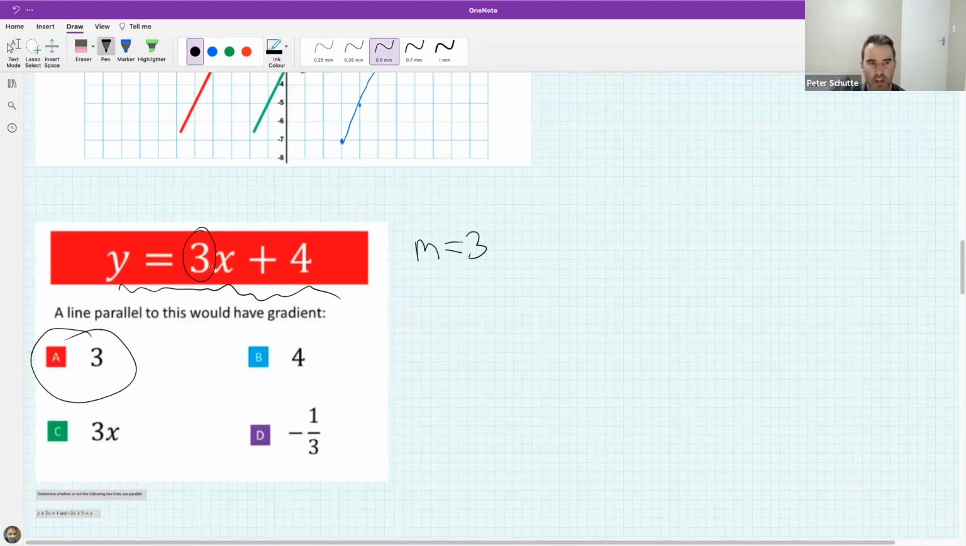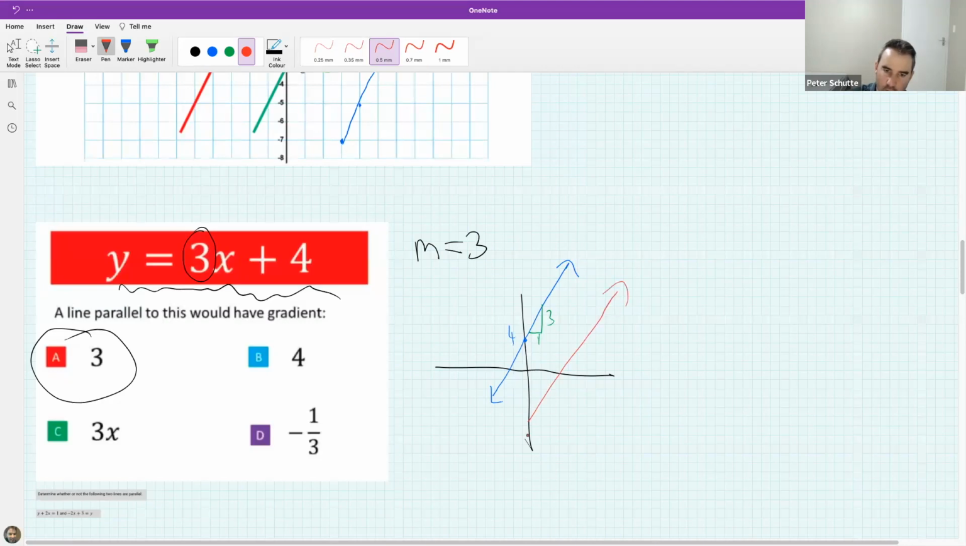So because the gradient of this line is 3, a line parallel to this line, let me even just draw this with you quickly. Plus 4 is the y-intercept, so we know it goes through 4. It's a line that goes through plus 4 on the y-intercept, and it has a gradient of 3. So like that. And we know that any line which is parallel to this one will also have a gradient of 3. So the answer is A.